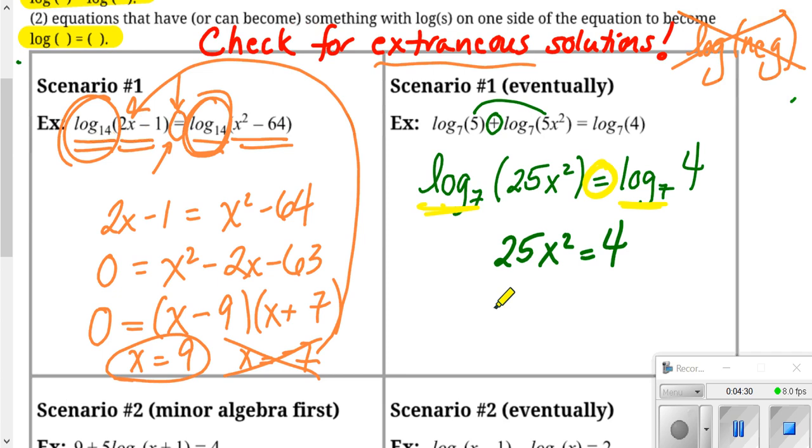So I'm going to divide on both sides by 25. Take the square root of both sides. Remember my plus minus. Then I'm going to check for any extraneous solutions. And I think we're in luck here with both of these answers, both positive and negative 2/5, because here when I square it, that'll make everything positive. So I'm okay. I don't have a log of a negative. I only have logs of positive amounts.